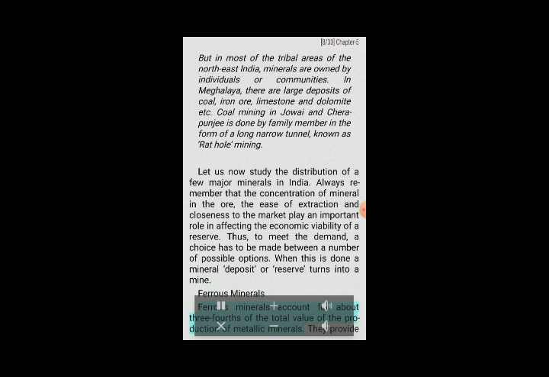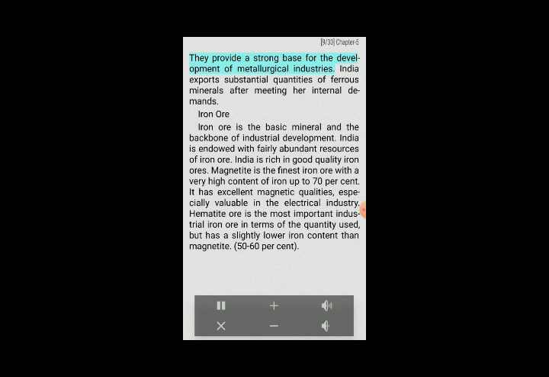Ferrous minerals. Ferrous minerals account for about three-fourths of the total value of the production of metallic minerals. They provide a strong base for the development of metallurgical industries. India exports substantial quantities of ferrous minerals after meeting her internal demands. Iron ore. Iron ore is the basic mineral and the backbone of industrial development. India is endowed with fairly abundant resources of iron ore. India is rich in good quality iron ores.